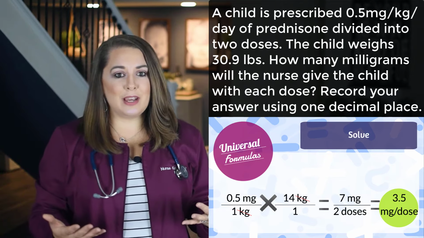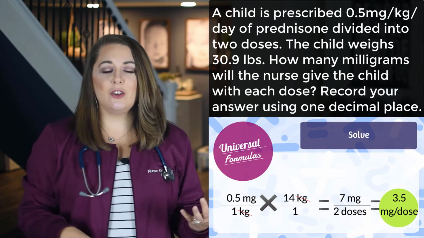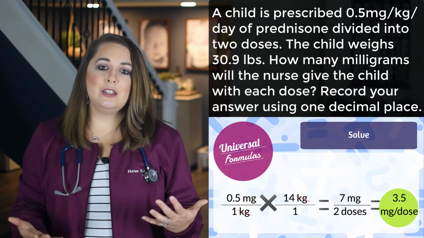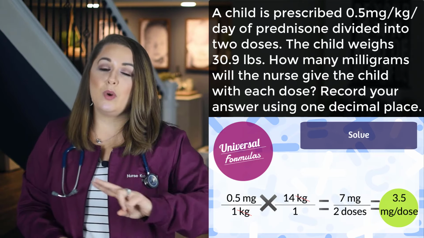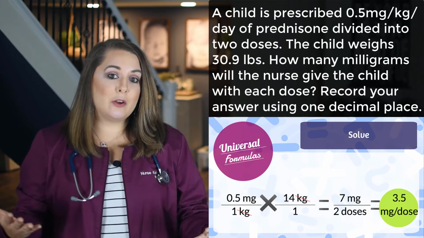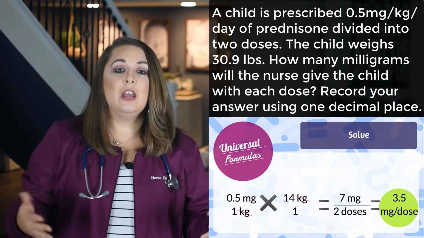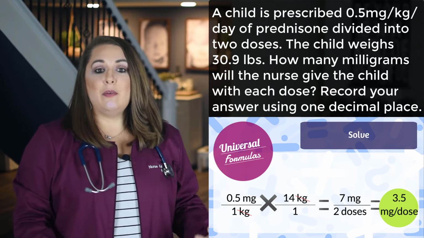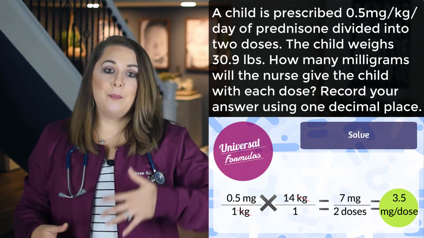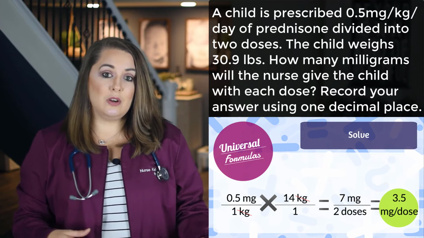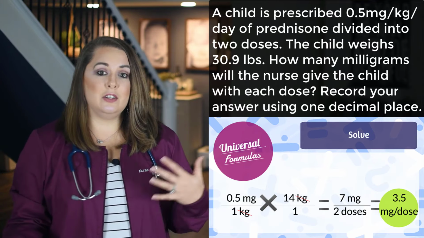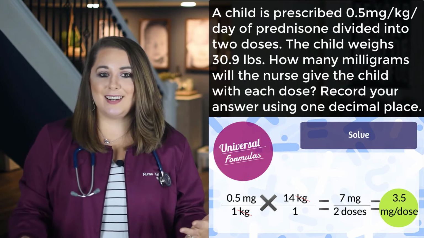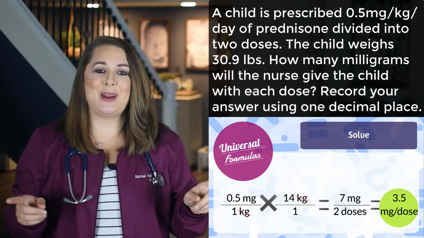Now if we stop there, we would actually be wrong. So let's take another look at our question. It says that the prednisone is split into 2 doses, and we are trying to find out how many milligrams are in each dose. We now know that there are 7 milligrams per day, but since we are splitting it into 2 doses, we need to divide 7 by 2, which is going to give us our final answer of 3.5 milligrams per dose.